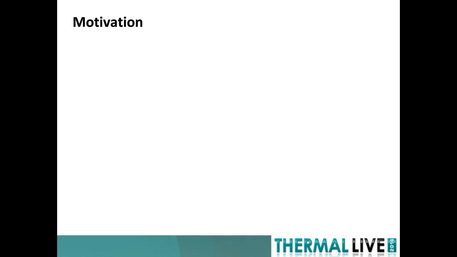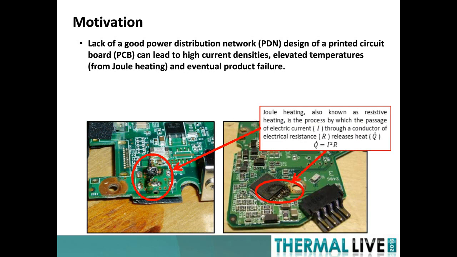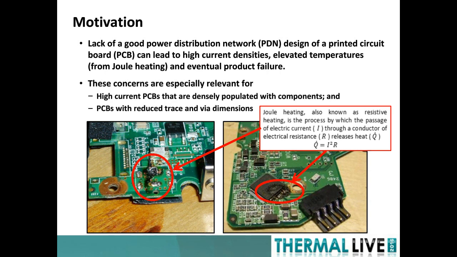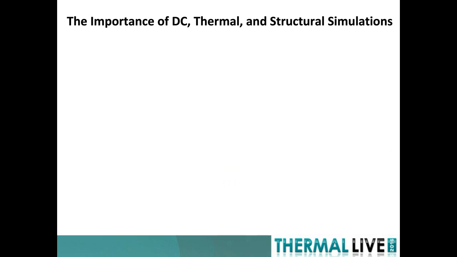Okay. A lack of a good power distribution network design of a printed circuit board can lead to high current densities, elevated temperatures from Joule heating, and eventual product failure. These concerns are especially relevant for high current PCBs that are densely populated with components, and for PCBs with reduced trace and via dimensions. Simulation can help ensure printed circuit board design reliability.